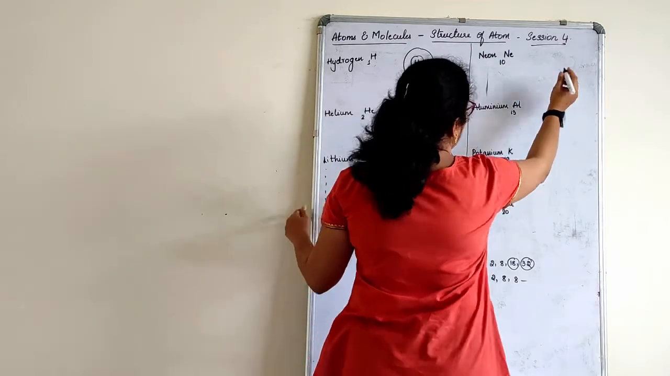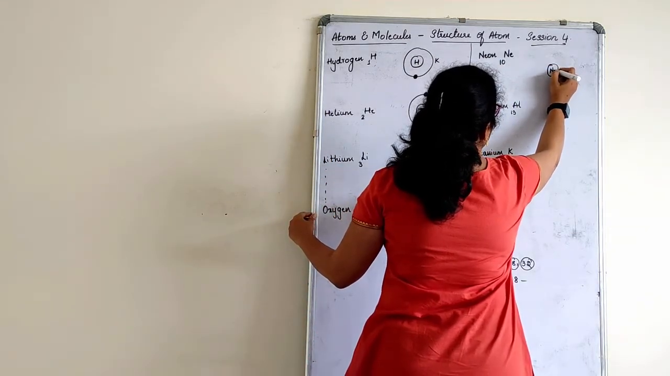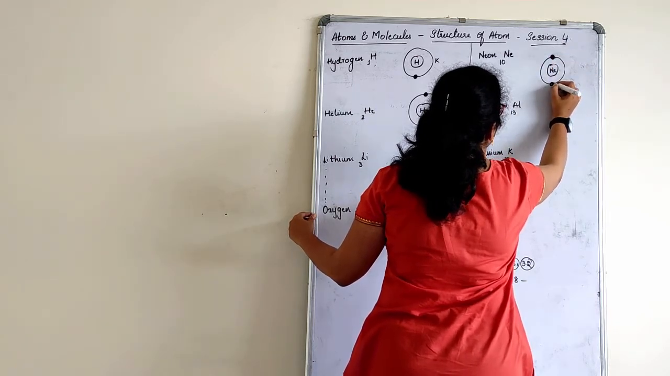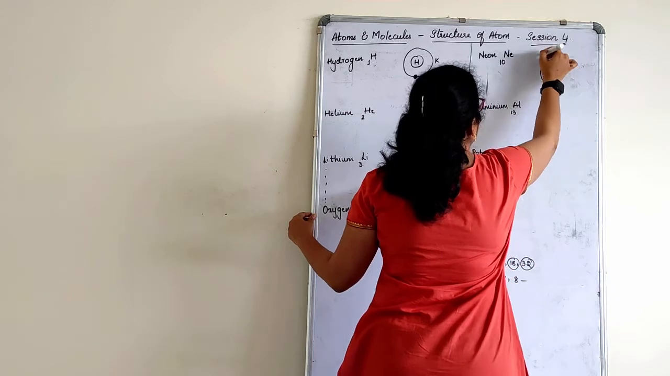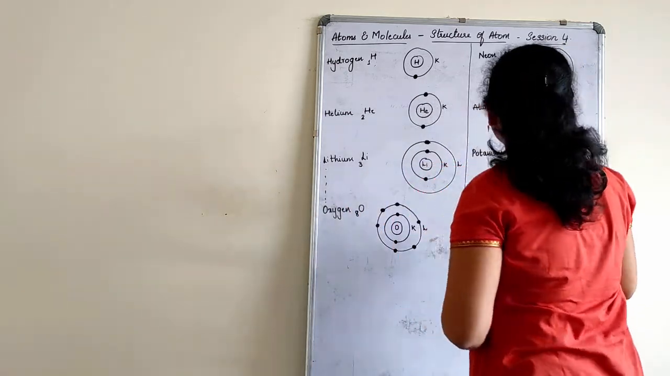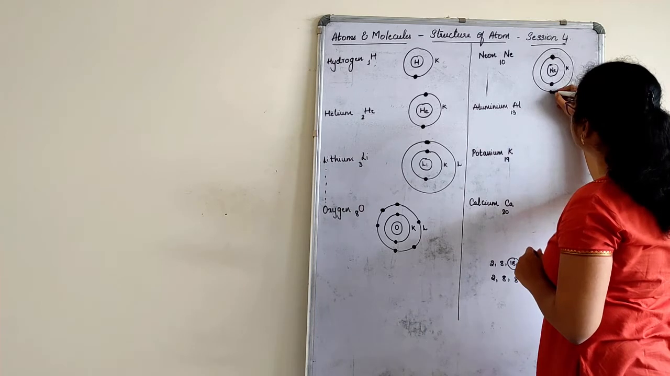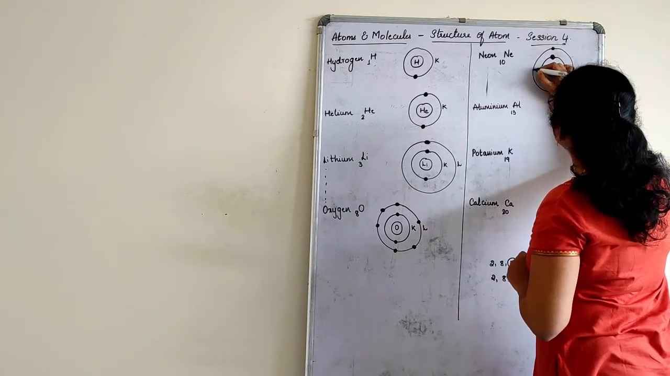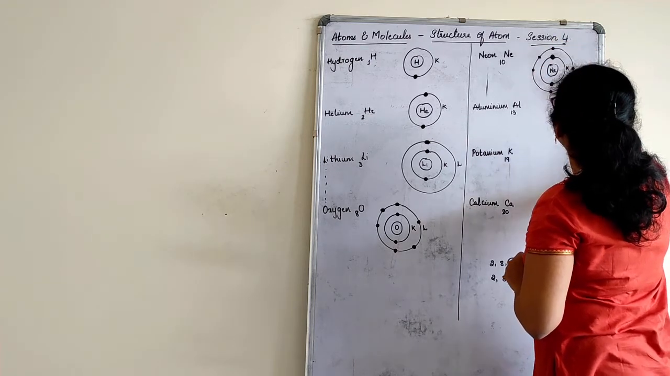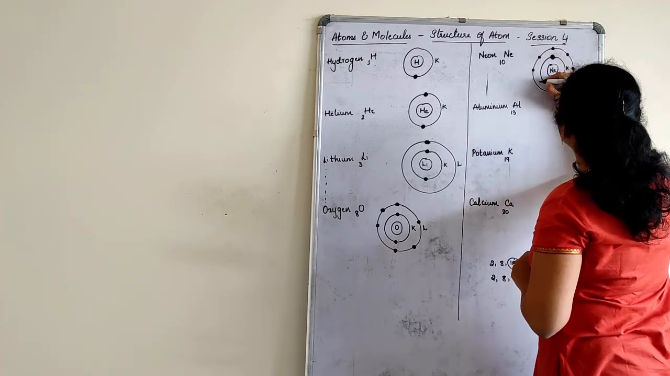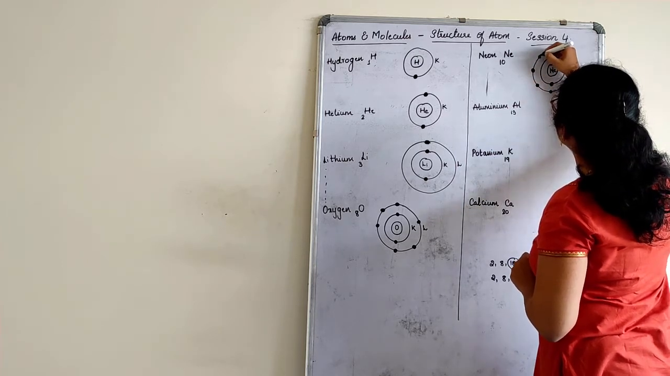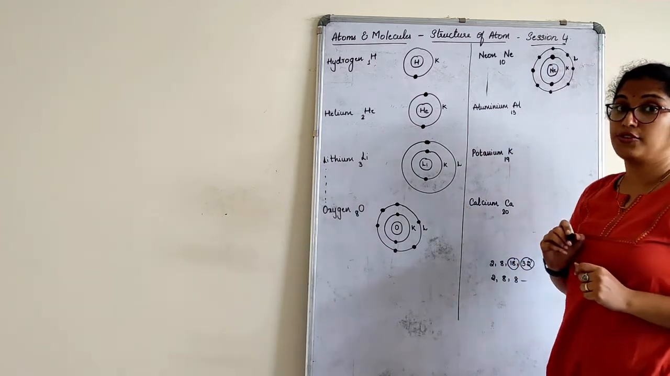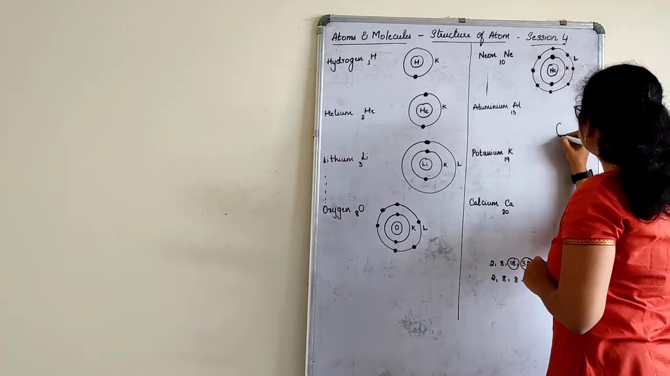Come to the next one now. Neon. It is Ne. First shell how many? 2. K shell. Then, next shell when I go it is 10. How many can it fill? I can fill how many? 8 here. 1, 2, 3, 4, 5, 6, 7, 8. L shell. Right? Let me go to aluminium.